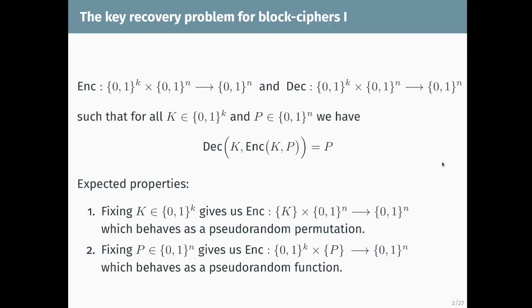So let's review what block ciphers are. We have an encryption function and a decryption function, and each of these takes in a key of length k bits, and they work on message blocks of length n bits. And we have this relationship here, which essentially means we can decrypt anything we can encrypt under the same key. Block ciphers have the property that if we fix a key and vary the plaintext, we have a pseudo-random permutation, but we'll be looking at the case where we fix the plaintext p and vary the key k, in which case it behaves as a pseudo-random function.